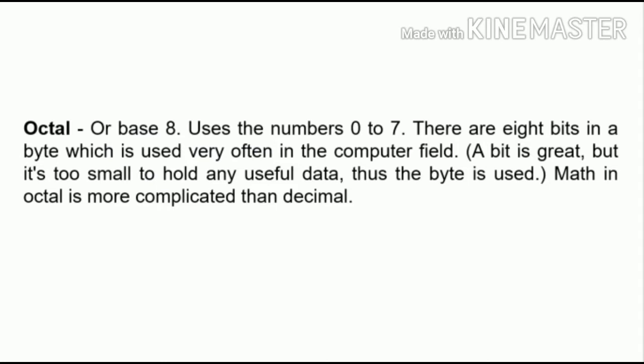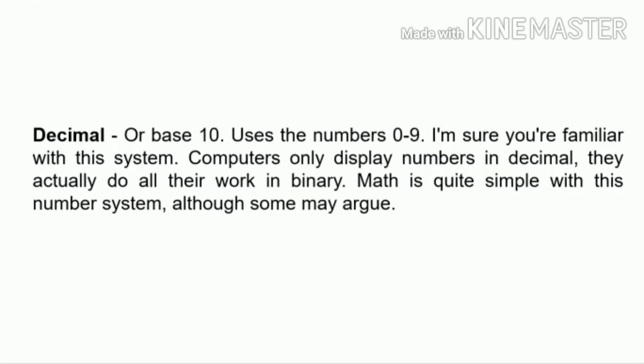Second is octal or base 8. It uses the numbers 0 to 7. There are 8 bits in a byte, which is used very often in the computer field. A bit is great, but it's too small to hold any useful data. Thus, the byte is used. Math in octal is more complicated than decimal.